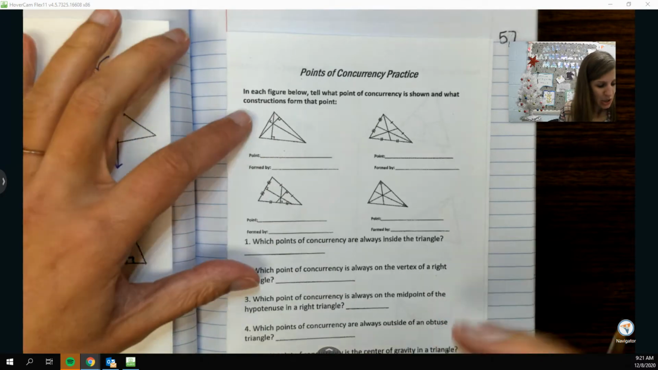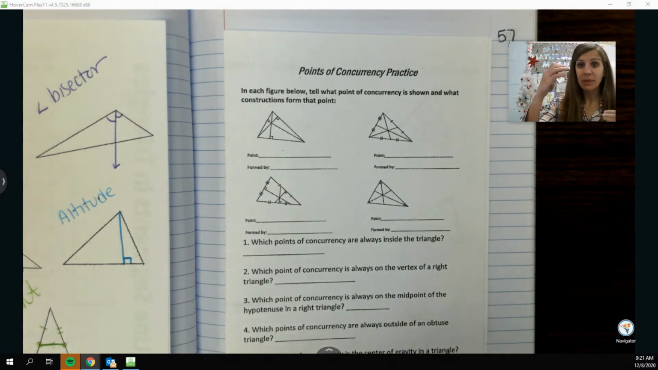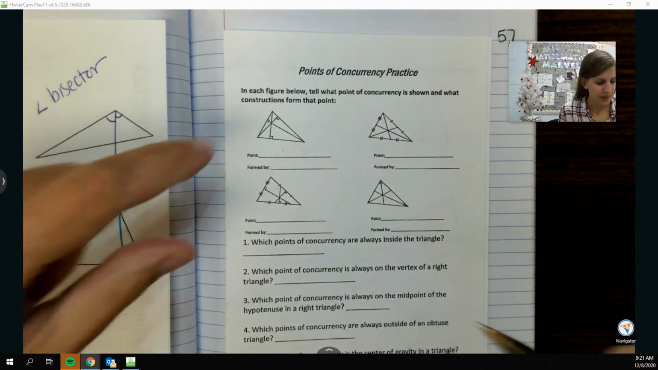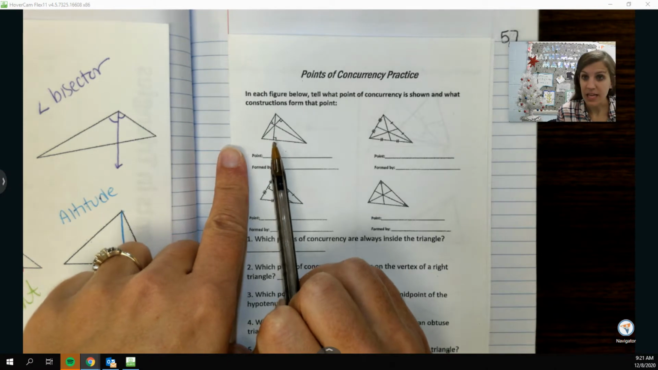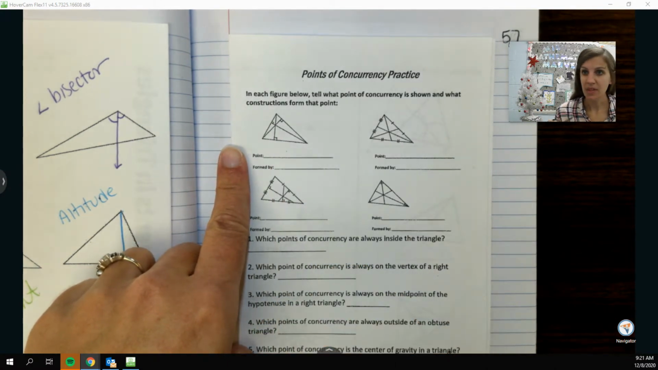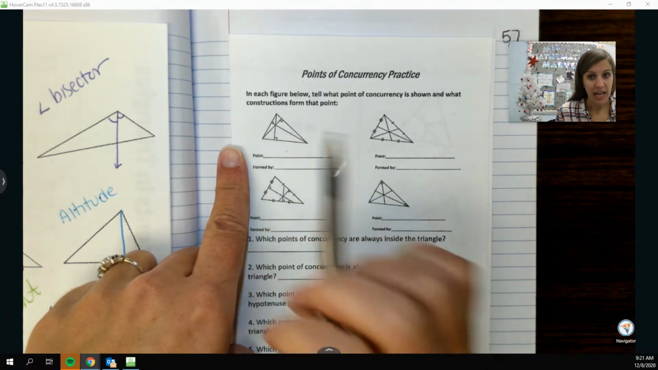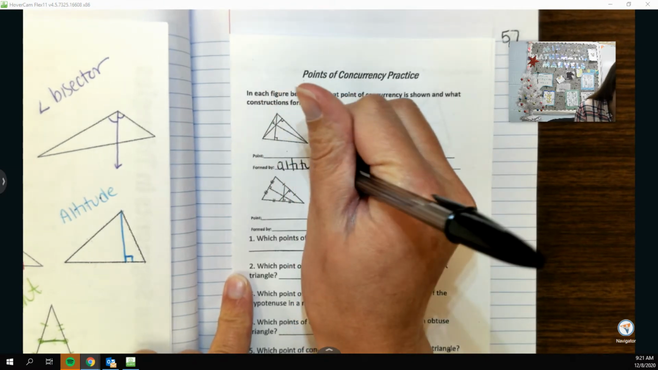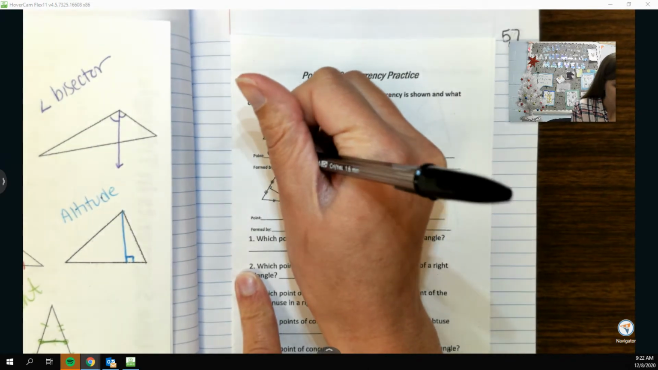So in each figure below, tell what point of concurrency is shown and what constructions would form that point. So here, I actually like to do it in the reverse order. I like to identify the lines being drawn, and then that tells me which point of concurrency I have. So here I can tell that all of the altitudes were drawn, and I know that they're altitudes because they are perpendicular and connected to an angle, and they're not bisectors. So these are altitudes, and when all three altitudes are drawn, they form the orthocenter.